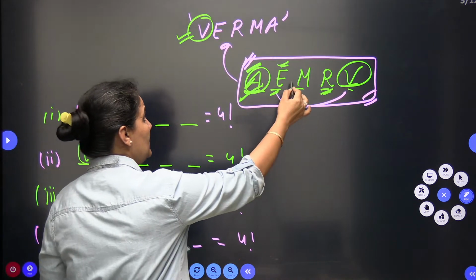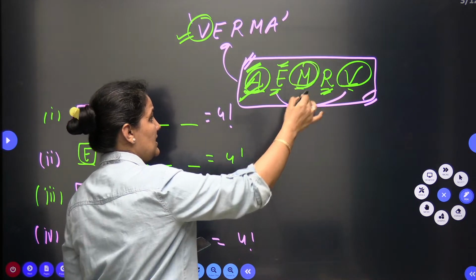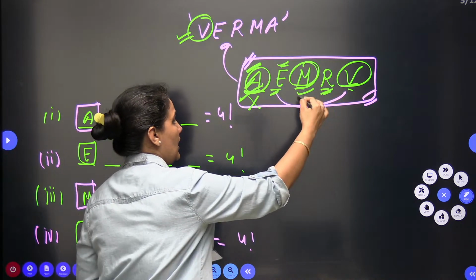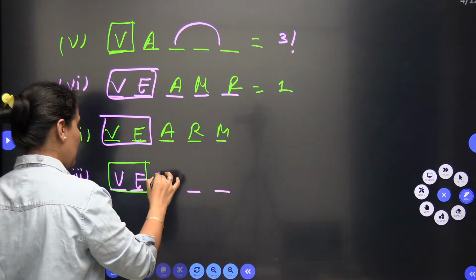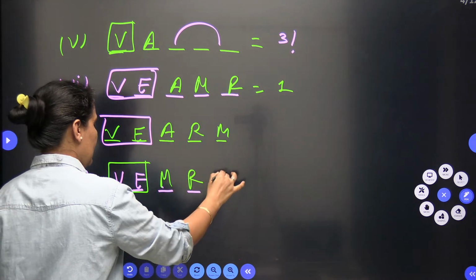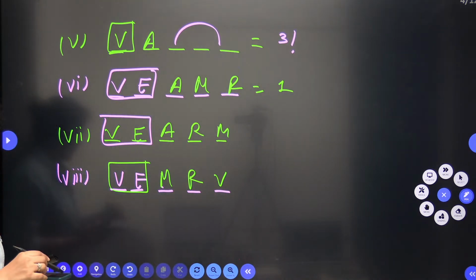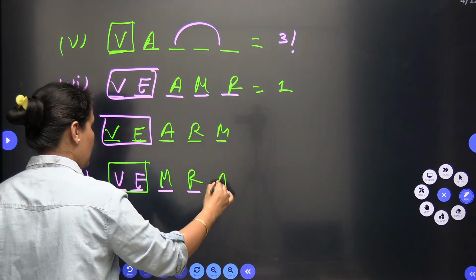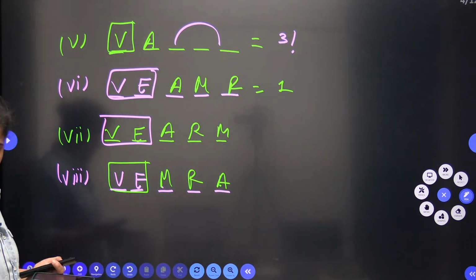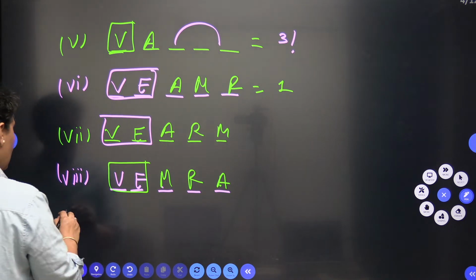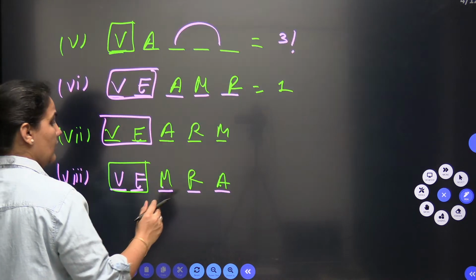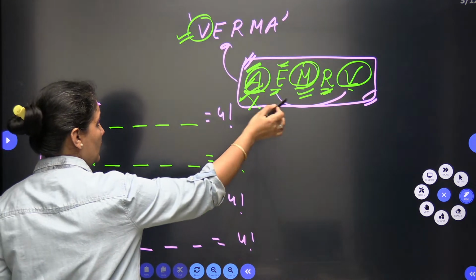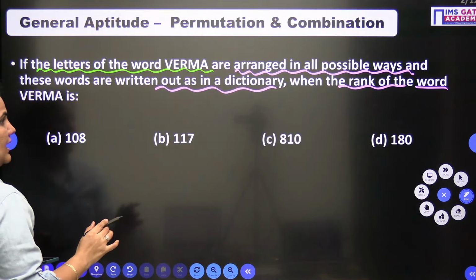Now the A is already completed. So at the third position, as V is already locked and A is done, when we come to the next one, it will be M, R and A. Okay, first case is this one, M, R and A. And here not M, R and A, but M, A and R, because alphabetically when I go now, it will be M, A and R.